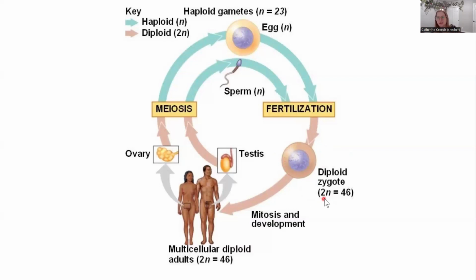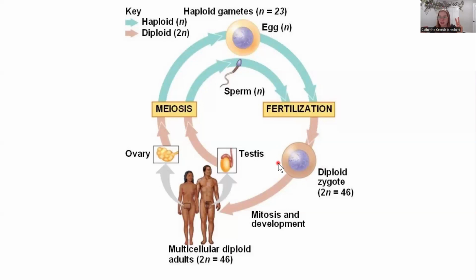Where did it get those 2 sets? It got one from its father, and it got one from its mother. Those fused together, fertilization, and now you have one cell with all the information you need to make a full human. This cell is going to divide by mitosis. So one cell is going to become 2.